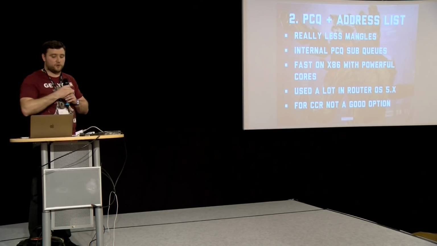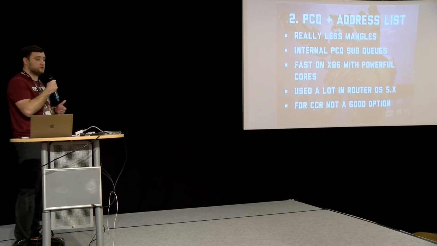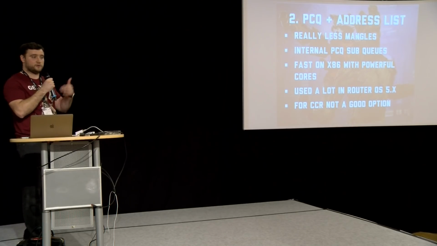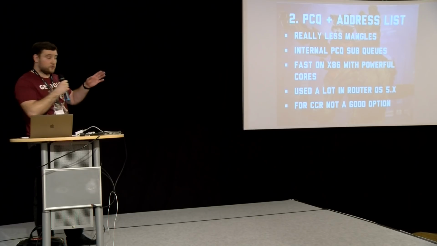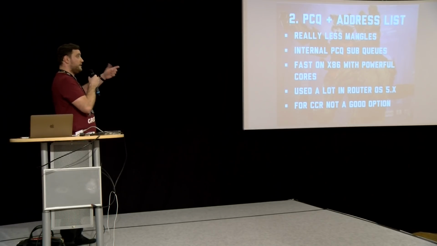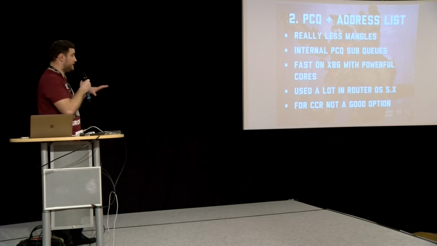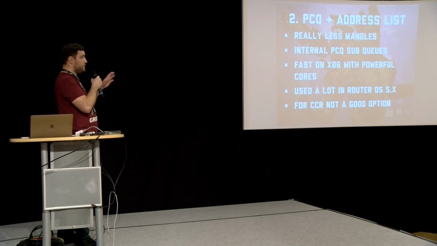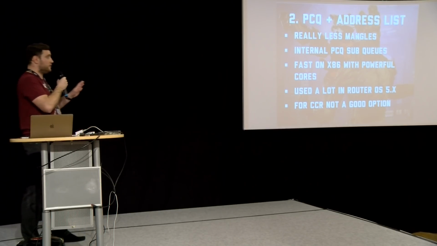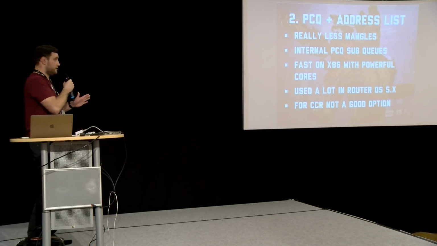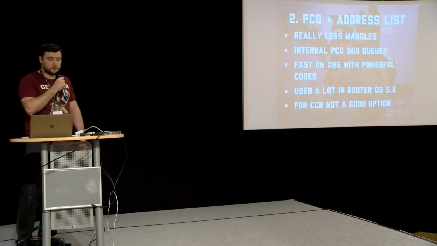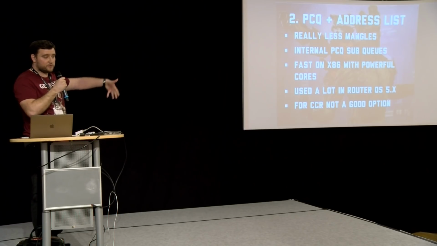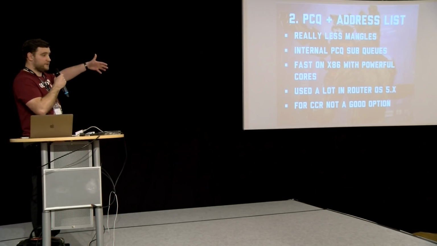And this type of queuing was used a lot in the past, before Cloud Core routers. And still some people use it. So what are the benefits of it? Really, fewer mangles are needed. Internal PCQ sub-queues are responsible for speed limitation. It's very fast on x86 with powerful cores. And it was used a lot in RouterOS 5 and previous.